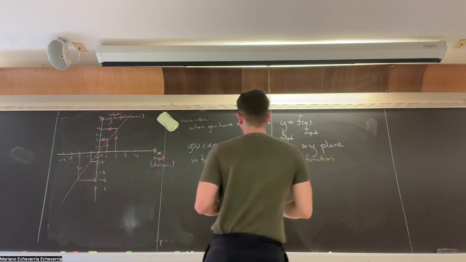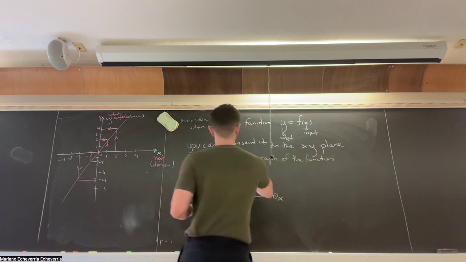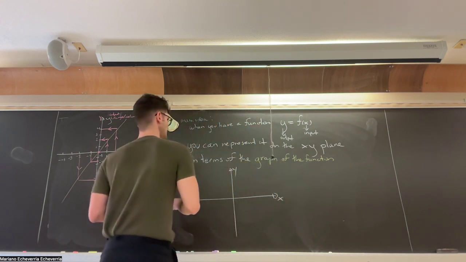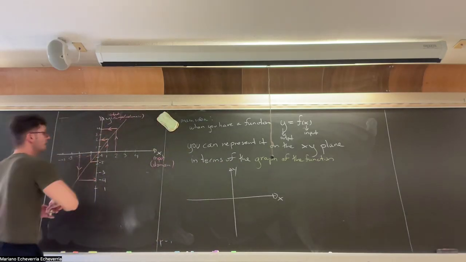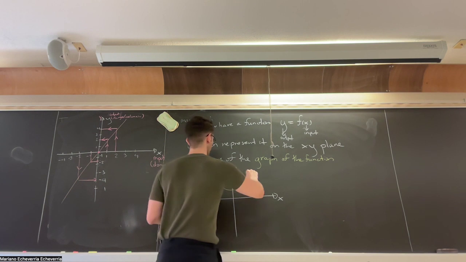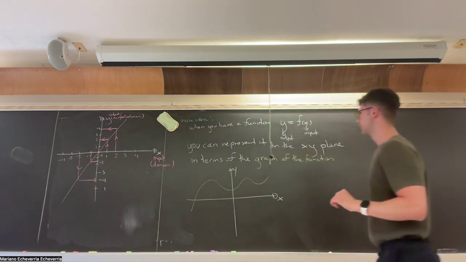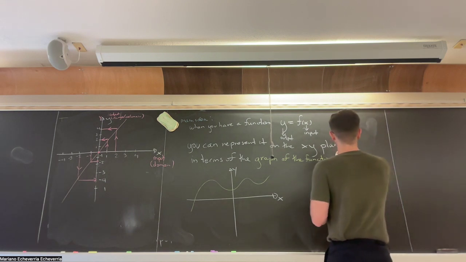So the idea of the graph is just that, in general, the graph kind of looks like a curve on the plane. Like the typical functions that we will work with, the graph looks like a curve on the plane.